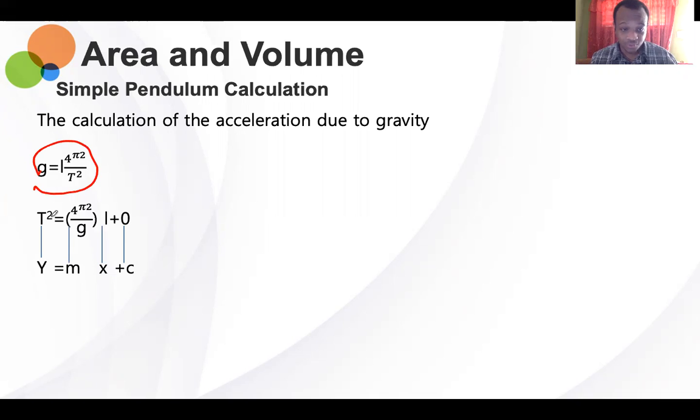I'm just showing you that we have t squared on the y-axis. We have m, our m here. This is our m, which would be our gradient, and this is our x. And remember that c is equal to 0. That's all. Don't need to worry about it. If you don't get it, it is okay.